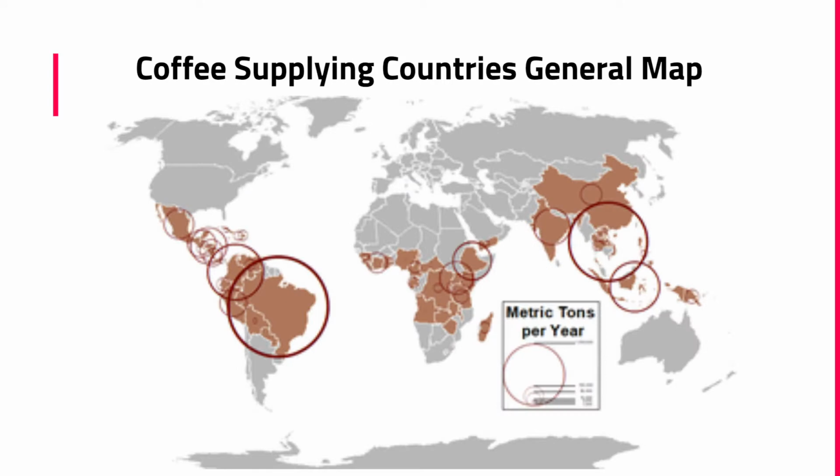So this is a general map of all the countries that supply coffee. With the larger the circle, the more they supply. And you can see the largest circles are around Brazil and Vietnam.